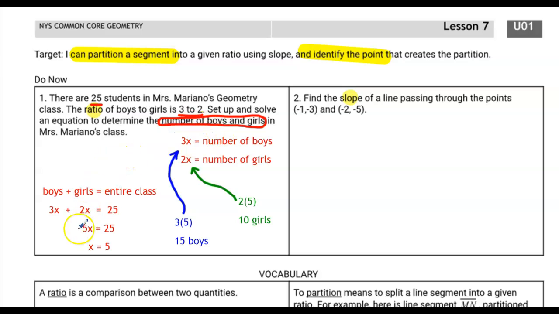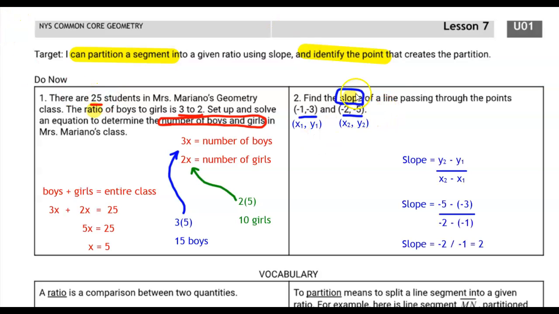Once we figure that out, we can set up the equation to say, well, boys plus girls is equal to the entire class, 3x plus 2x is equal to 25, and then solve that to get x equals 5. Then finally, we can take that 3x and that 2x and substitute the 5 back in there. 3 times 5 is 15, 2 times 5 is 10, and 15 boys and 10 girls do make up the entire class of 25 students.